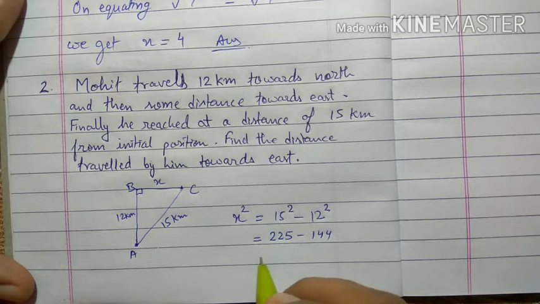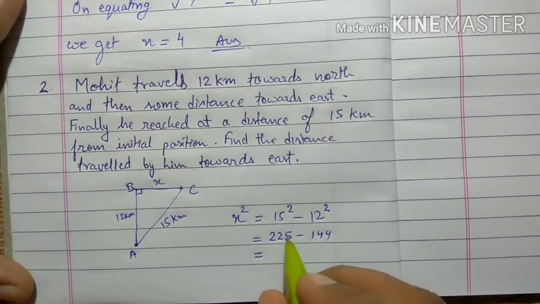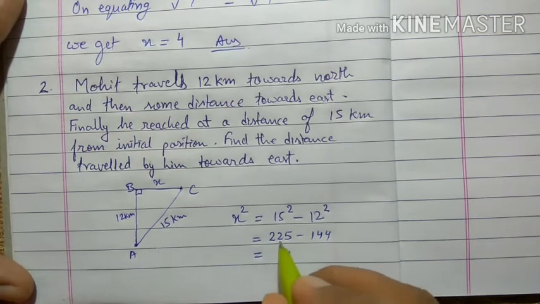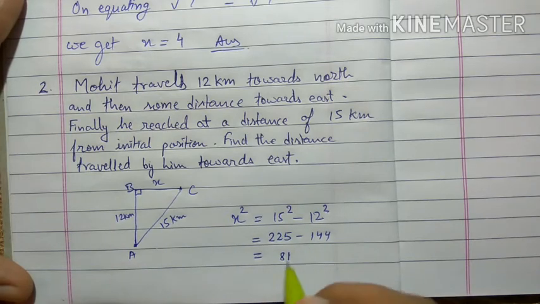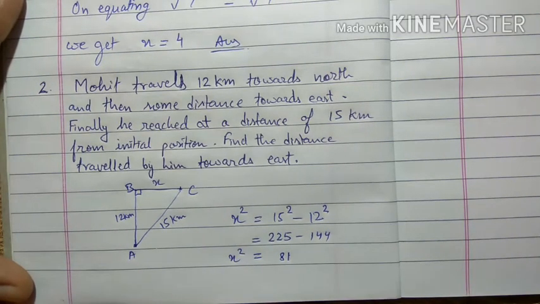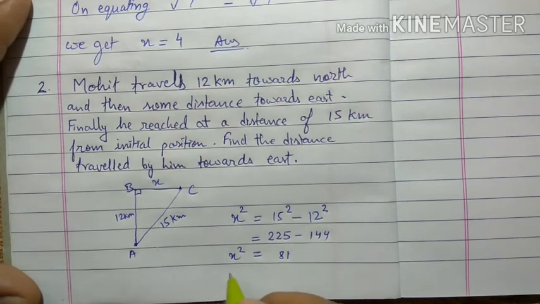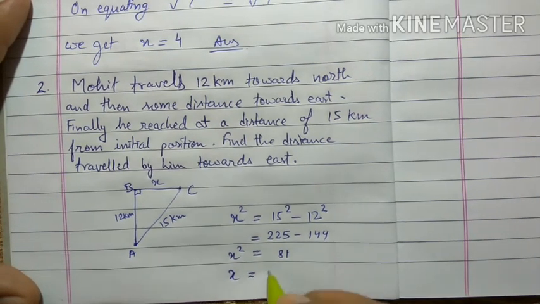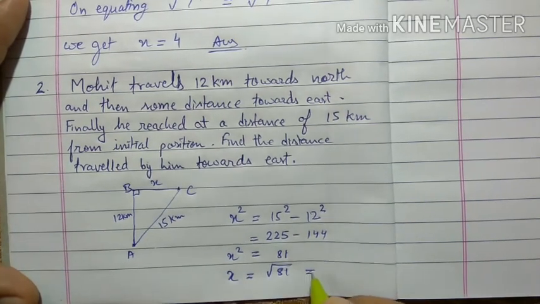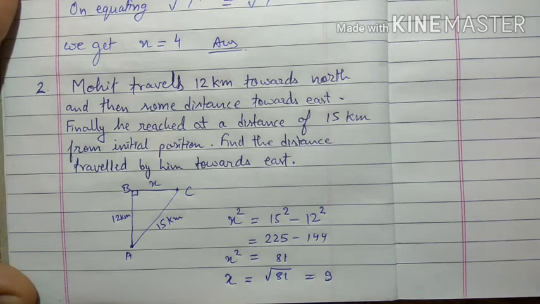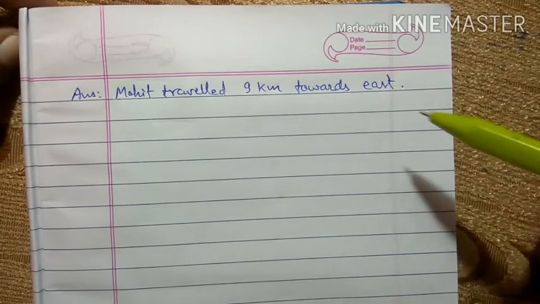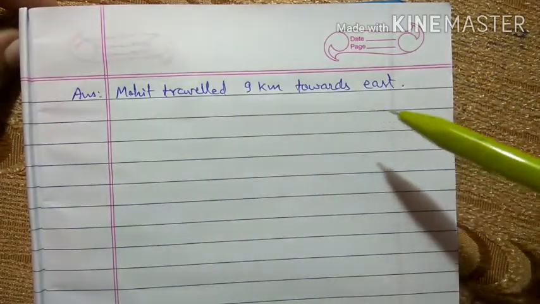When we subtract 144 from 225, we get 5 minus 4 is 1, 12 minus 4 is 8 and 1 minus 1 is 0, so 81. So x square is equal to 81. Okay, so x is equal to square root of 81 and this will be equal to 9. So the distance we get is x is equal to 9. So in the final answer we will write he traveled 9 km towards east. So this is the answer. Mohit traveled 9 km towards east.